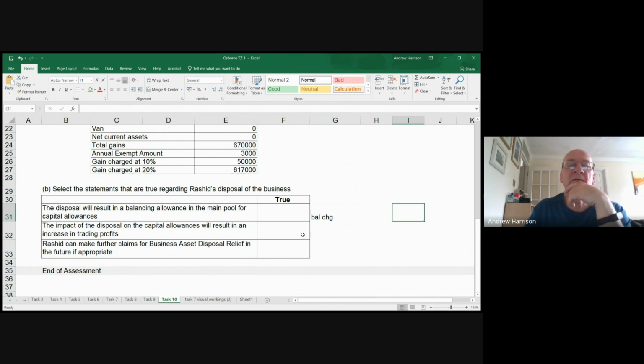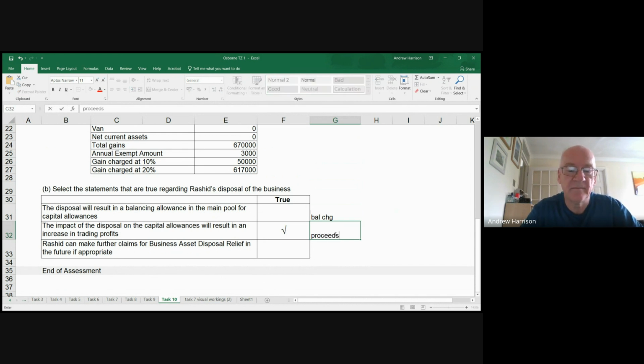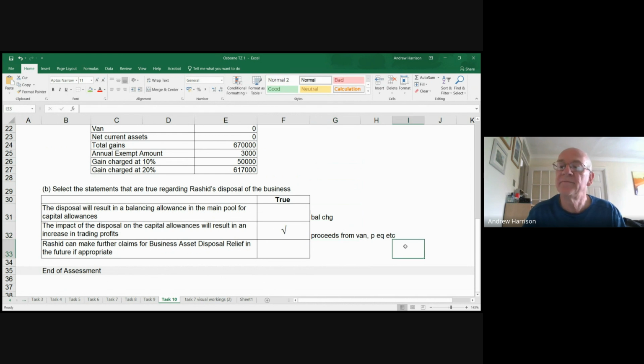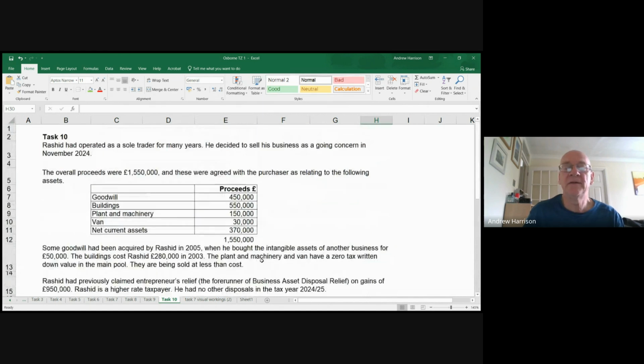Impacts of the disposal will result in it, yes, the proceeds from the van and the current assets. Further claims, no. He can't make any more. He's now used his million. And there we are. That will do for now.